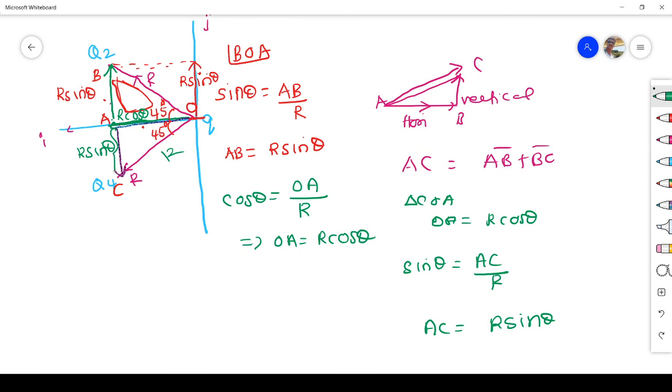This length is R sin theta, which means this length is also R sin theta, but in the opposite direction. So this is R sin theta, and this is R sin theta. They are exactly opposite, so they will cancel. Fine. So only this R cos theta contributes to the force, right? So this R sin theta is cancelling.